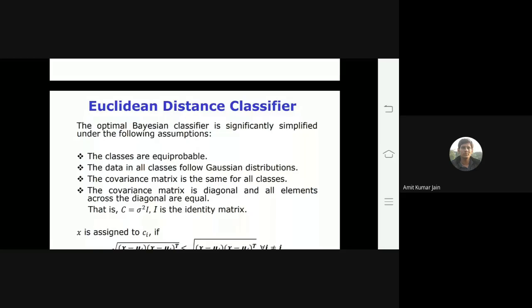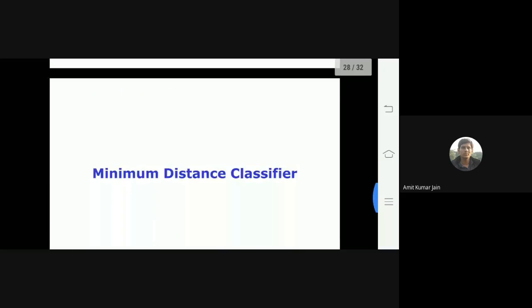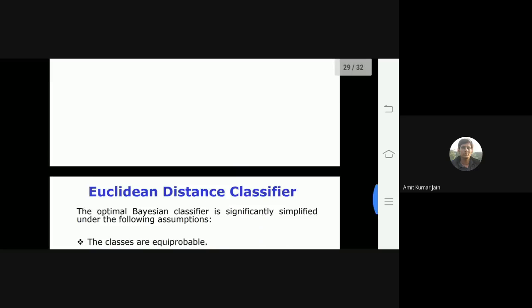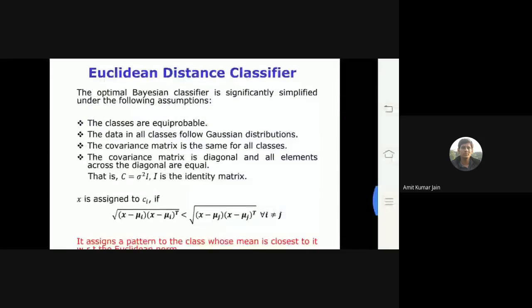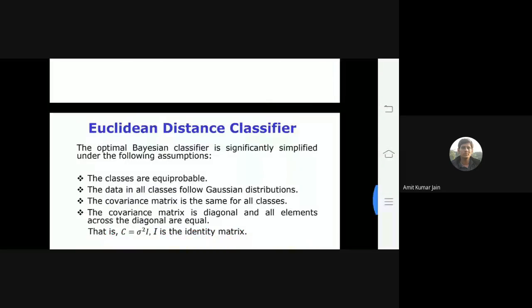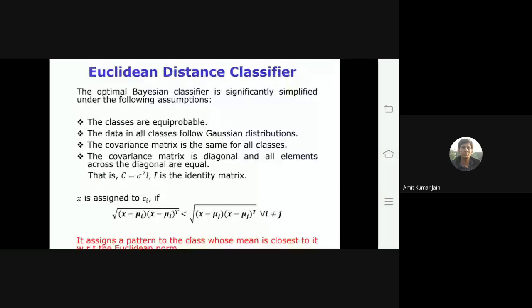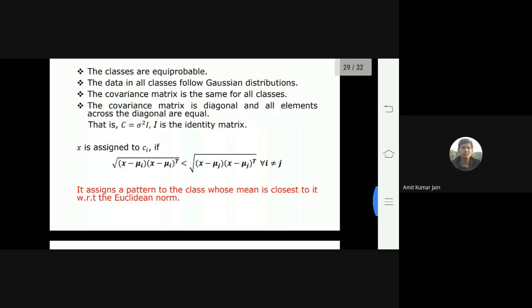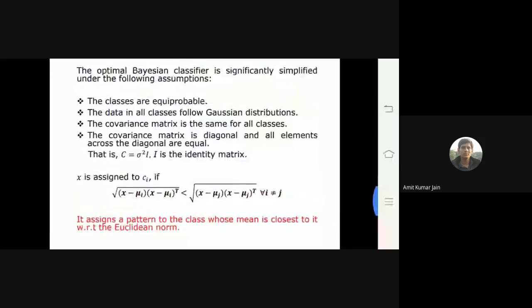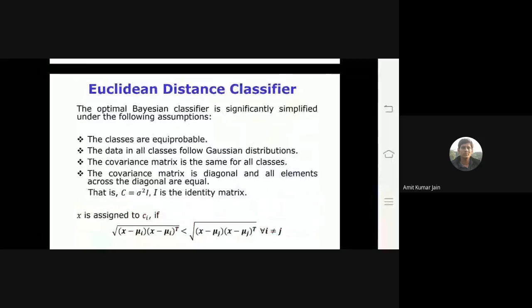If those conditions are satisfied, then only the Bayesian classifier will be simplified to the minimum distance classifier. So what are those conditions? It is otherwise called the Euclidean distance classifier. There are two types of minimum distance based classifier I will talk about, and the Bayesian classifier is a kind of classifier. These two are the simplified, derived versions of those classifiers. You can treat it as a different classifier.